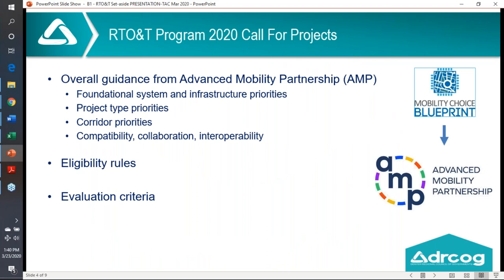One thing that's unique for this year: we've had some variation of this set-aside program for almost 30 years. What's new for this year, as an offshoot of the Mobility Choice Blueprint last year, is now we have the involvement of the Advanced Mobility Partnership, which is really two elements. Well, we'll go to that in a second. But the AMP has helped out with the foundational system and infrastructure priority setting, the types of project types that should be prioritized. And it's really emphasized that the devices and technology need to be compatible and interoperable, and there needs to be collaboration between the various partners.